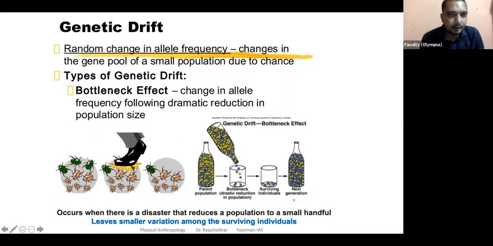Okay, are you able to follow this? This is called genetic drift, and bottleneck effect is one such type of genetic drift. So this is a very well-known factor. This is a very well-known example. Bottleneck effect.